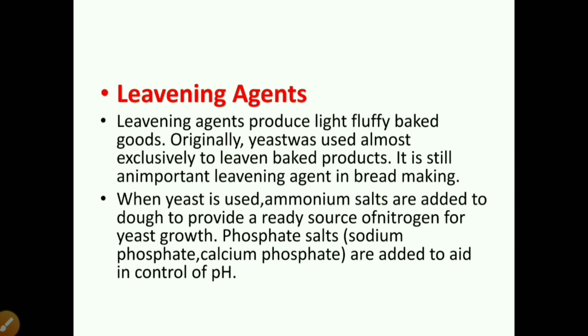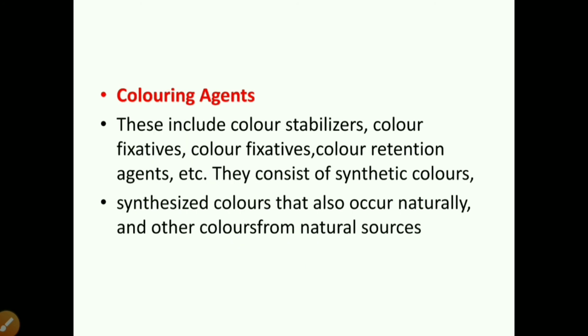Next, leavening agent. Leavening agent produces light fluffy baked goods. Originally, yeast was used. So, yeast is a leavening agent. It is added to the bread. And when yeast is used, ammonium salts are added to the dough to provide a source of nitrogen for the yeast growth.